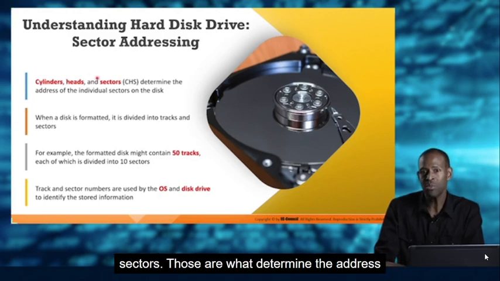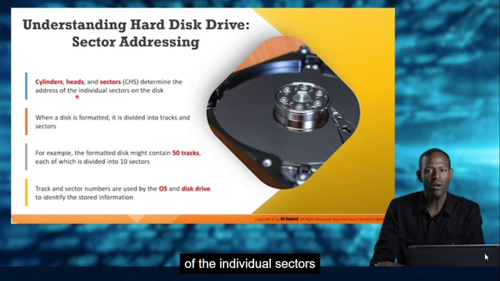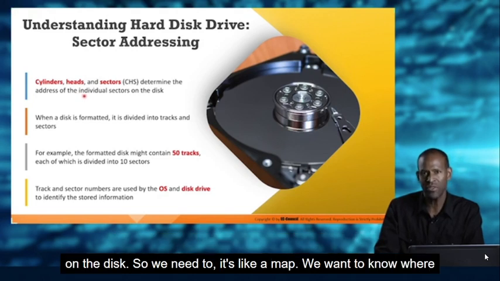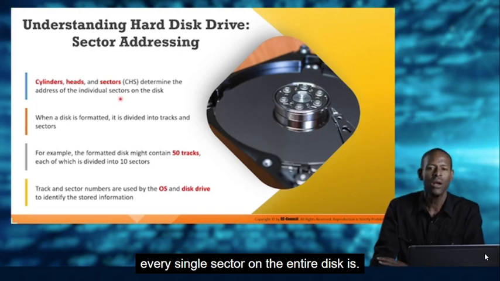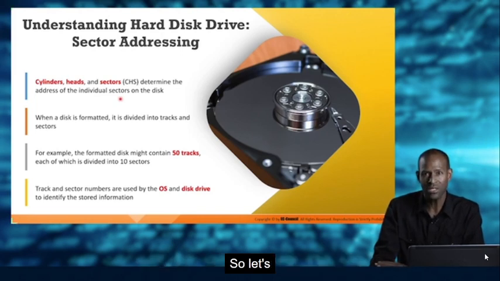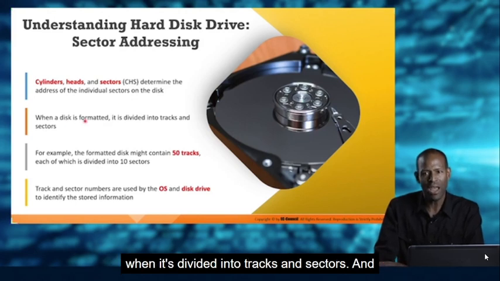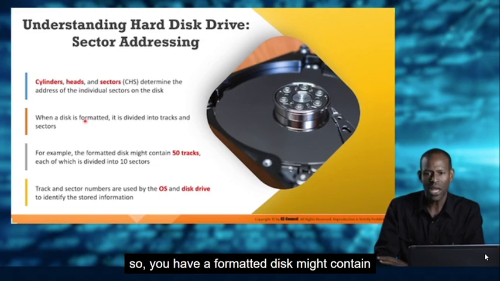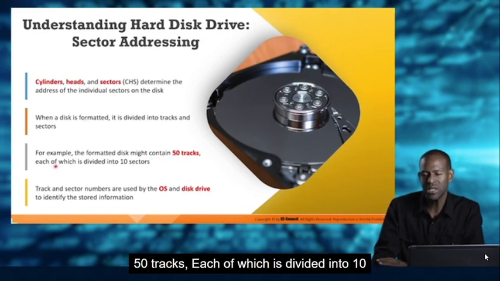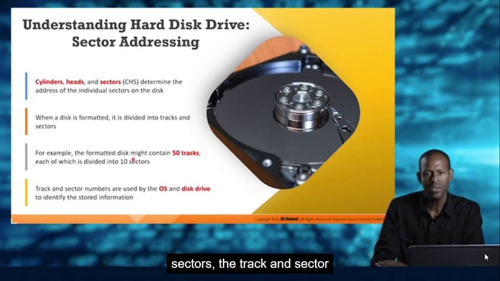Those are what determine the address of the individual sectors on the disk. So we need, it's like a map. We want to know where every single sector on the entire disk is. So let's say that you format a drive. When you format it, that's when it's divided into tracks and sectors. And so you have a formatted disk. It might contain 50 tracks, each of which is divided into 10 sectors.